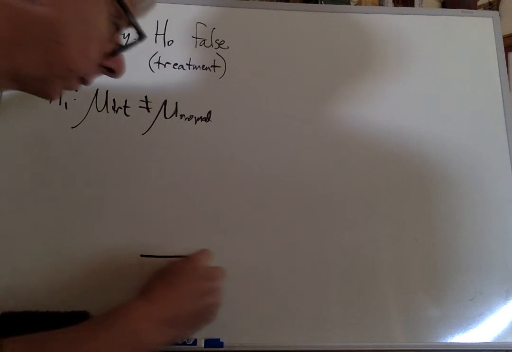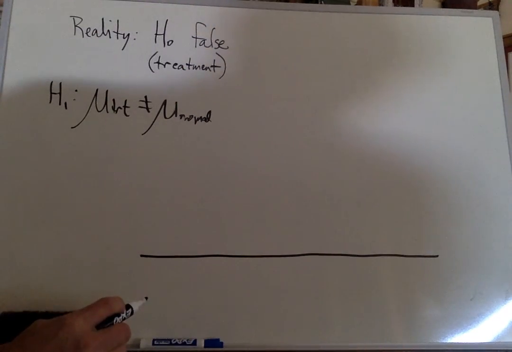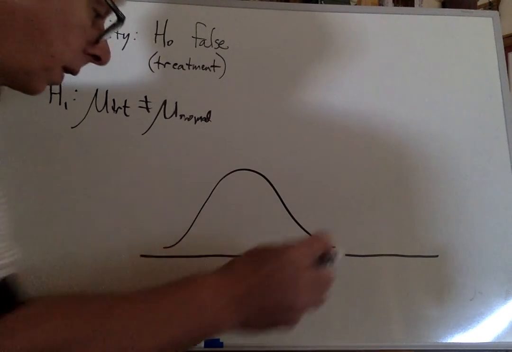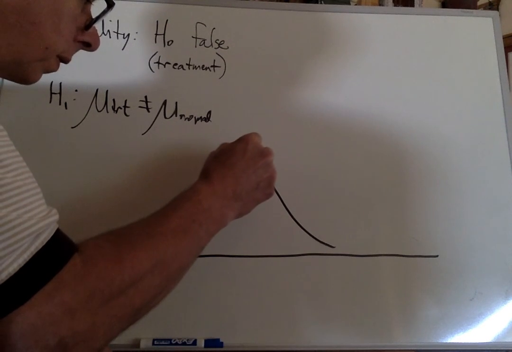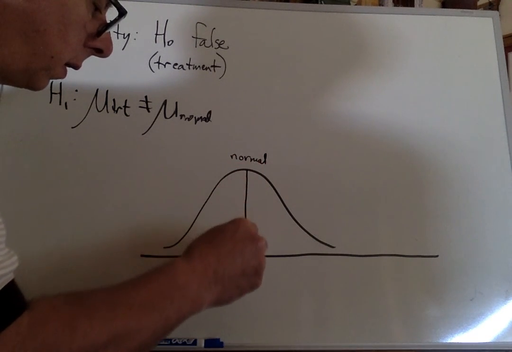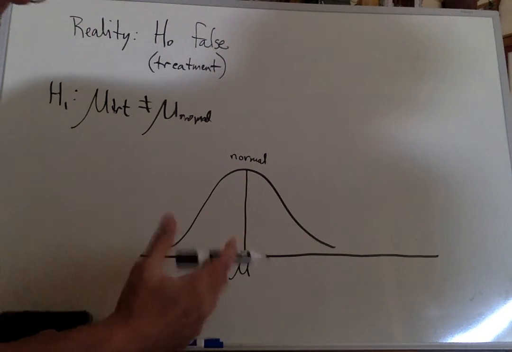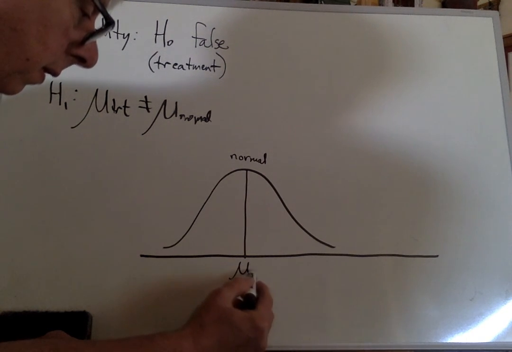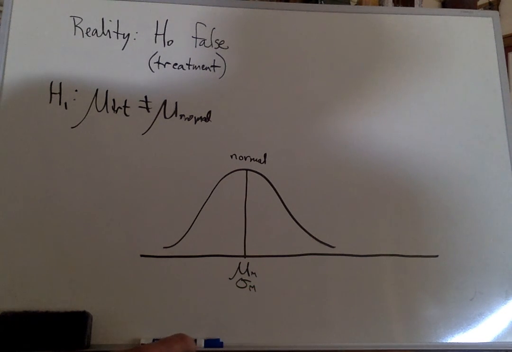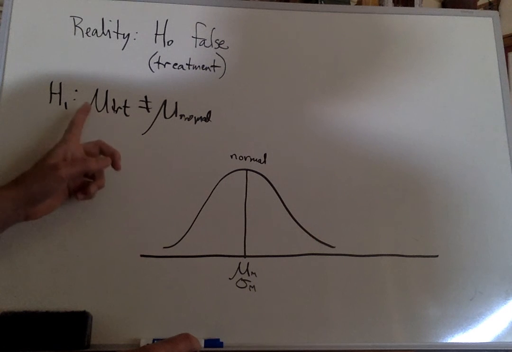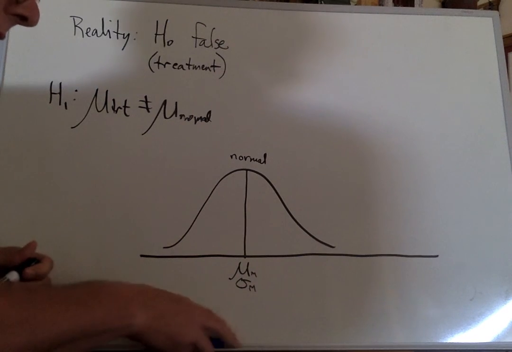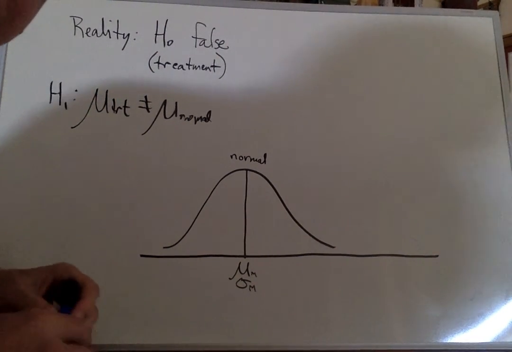Well, here's what it would look like. Okay. Let's start with the non-treated or the normal. We have had it here. And that curve has a mean and a standard deviation, by the way. We're going to make our decisions based on a sampling distribution. But now in this case, we're saying that there is another distribution with a different mean, and that is the treatment distribution. So I'm going to use a different color, but I'm also going to do a dashed line here.